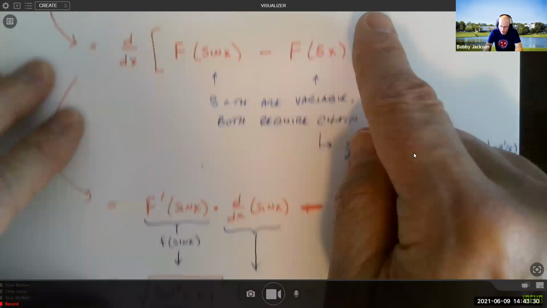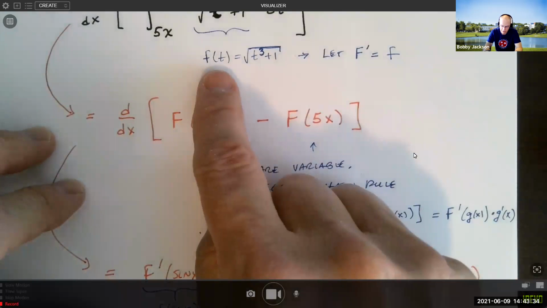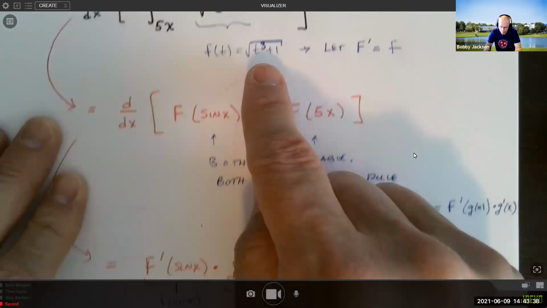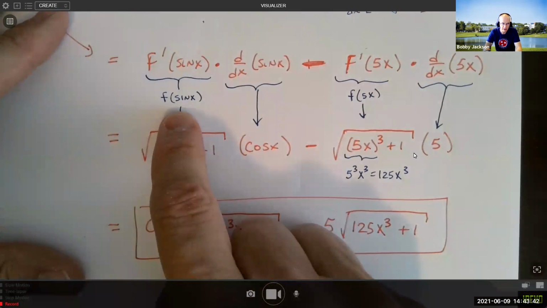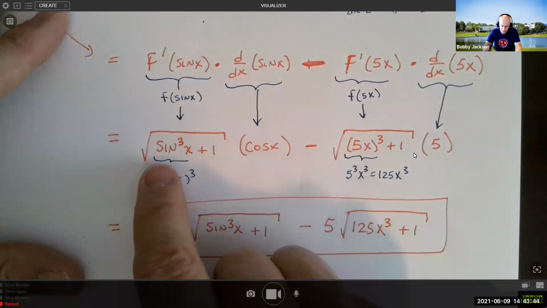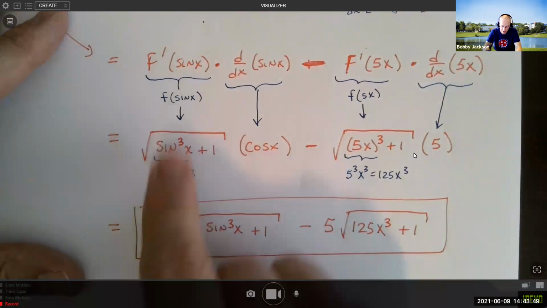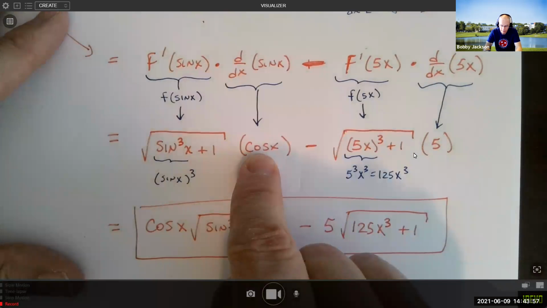Well, remember capital F prime is little f, where little f is the square root of t cubed plus 1. So this is little f of sine of x, and that is going to be the square root of t, which is now sine of x, right? Cubed, which we write as sine cubed x plus 1. So there's that part. What's the derivative of sine of x? Derivative of sine of x is cosine of x.